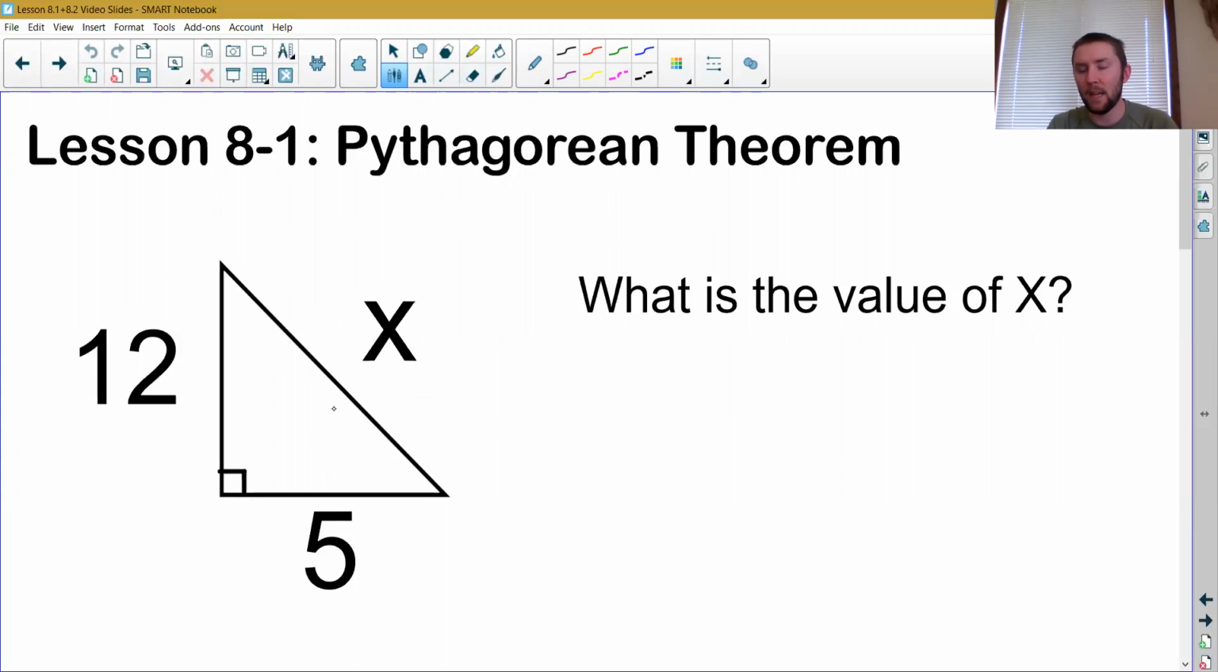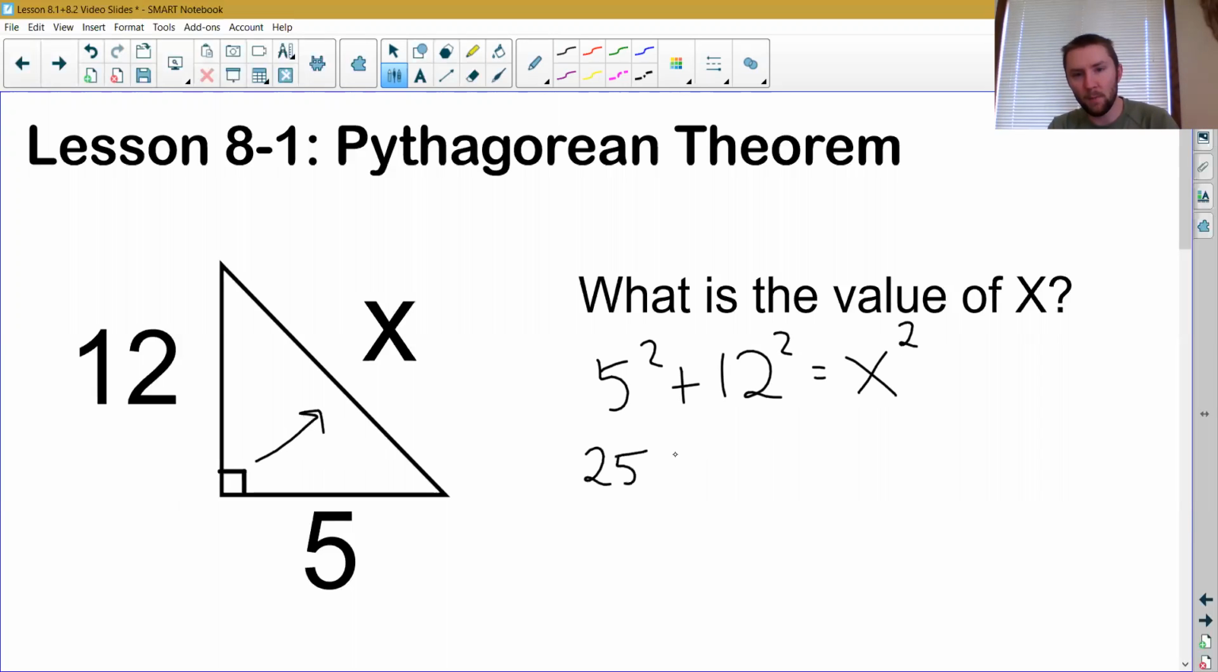So this would be the type of thing I'm asking you to do. Find the length of this side that's labeled x. We would use our Pythagorean Theorem. a squared plus b squared is equal to c squared. Remember that the hypotenuse across from the 90-degree angle is always the c value by itself on the other side of that equal sign.